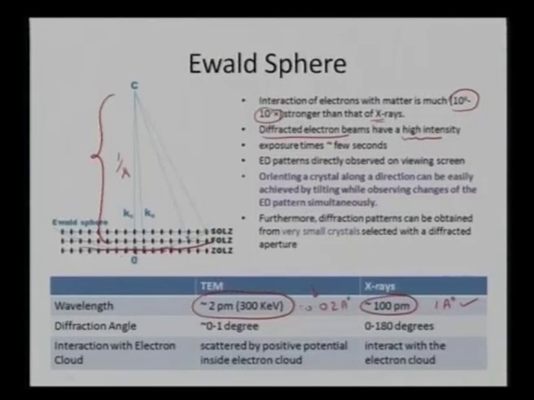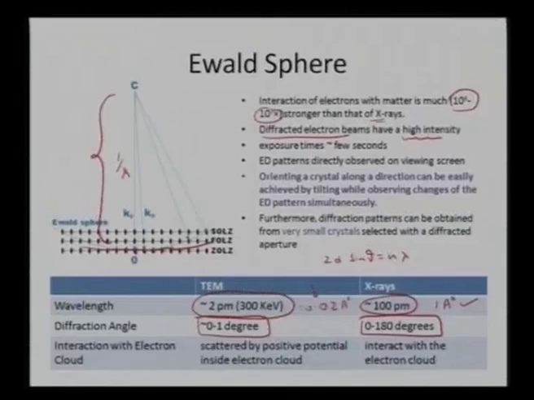So coming back to it, if we can orient a particular crystal for achieving a diffraction pattern, I can obtain all my diffractions within 0 to 1 degree. Whereas for X-ray diffraction, I have to rotate my crystal from 0 to 180 degrees to get a particular diffraction, because we know that 2d sin theta is equal to n lambda.